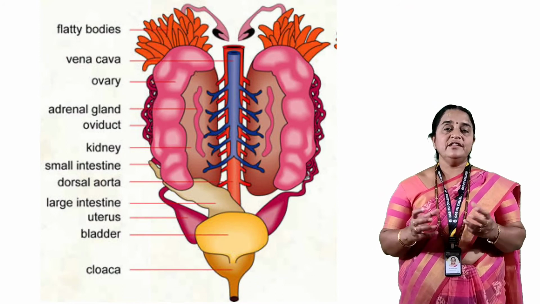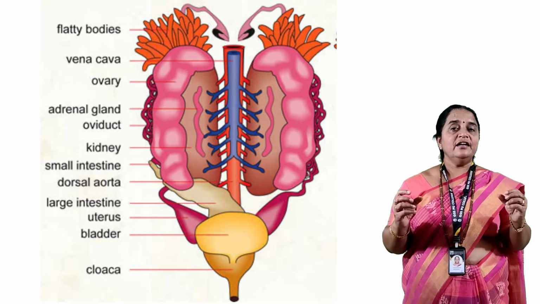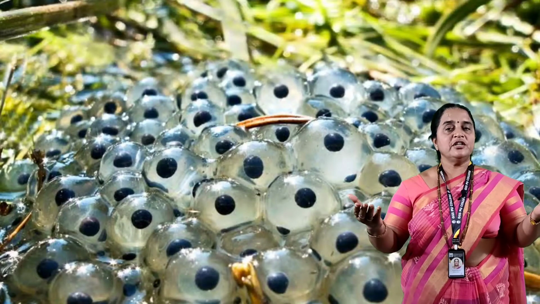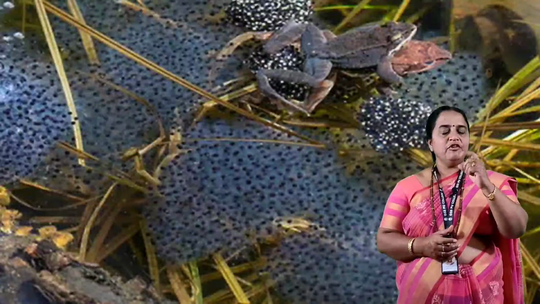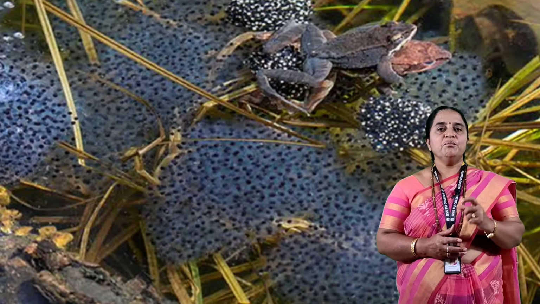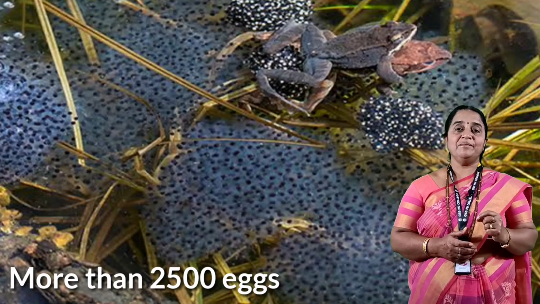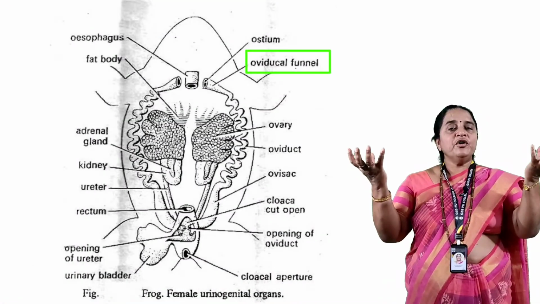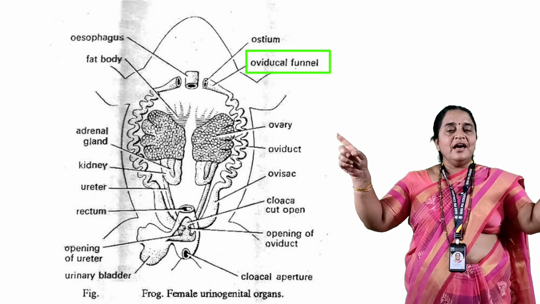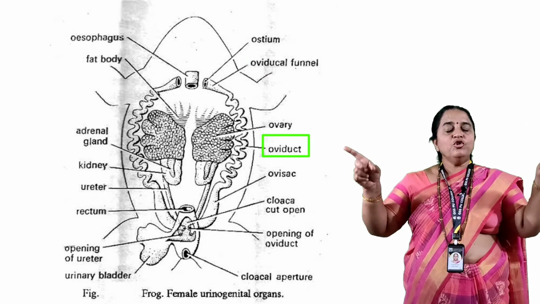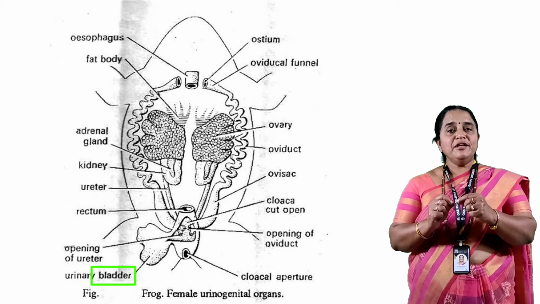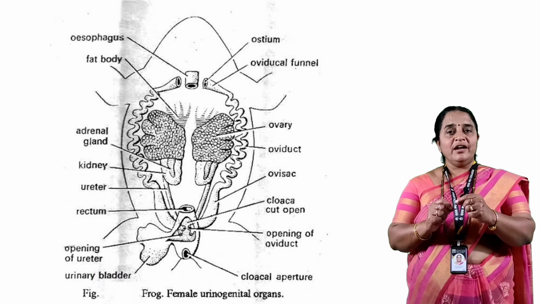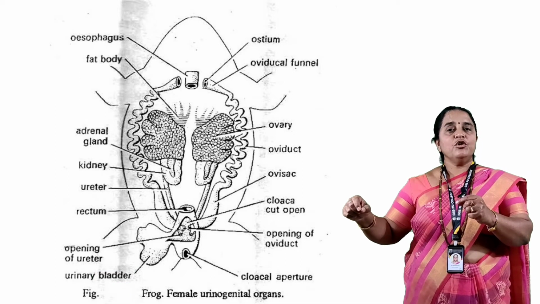The female reproductive system comprises the ovaries. These are lobed masses. Inside, the eggs or ova are produced, which are the female gametes. There is maximum production of eggs. One single female frog will produce more than 2,500 eggs at a time. To collect the eggs, there are oviducal funnels and they are connected to the oviducts. Both oviducts open near the bladder, and from the bladder through the cloaca the eggs will come outside through the cloacal aperture.